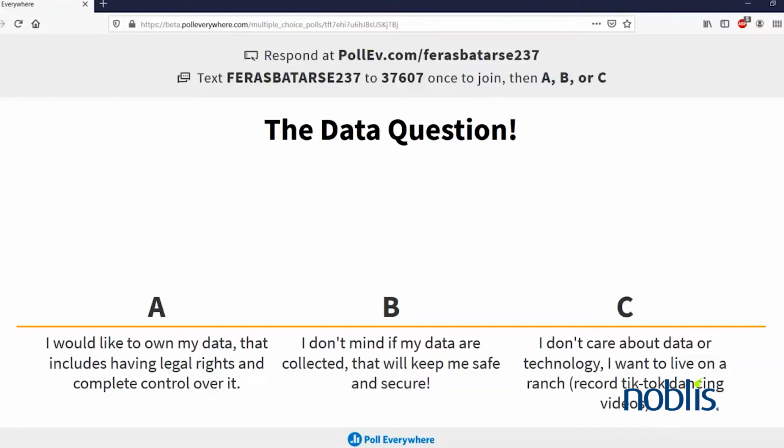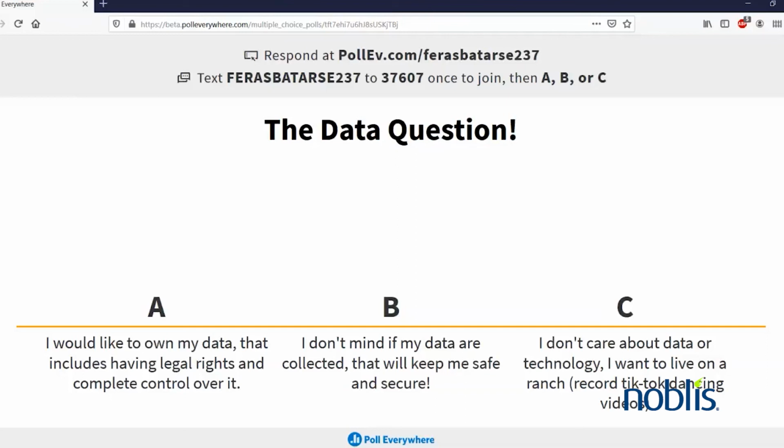Awesome. Thank you, Natalie. So the data question, right? Which category do you fall into? Are you, "I would like to own my data," which includes having legal rights to it and complete control over it? Or you can say, "I don't mind if my data is collected, as that will keep me safe and secure. I care about my safety and security, and I'm being protected, so I don't care."